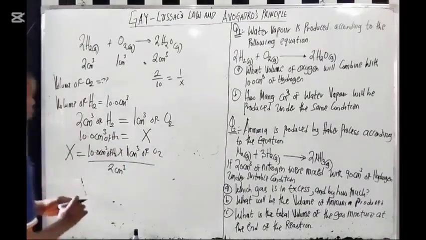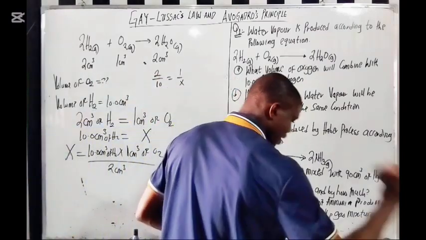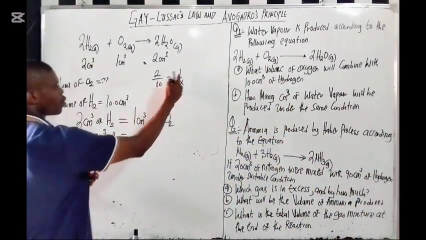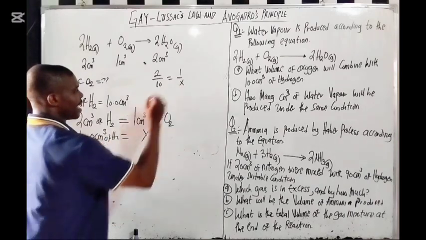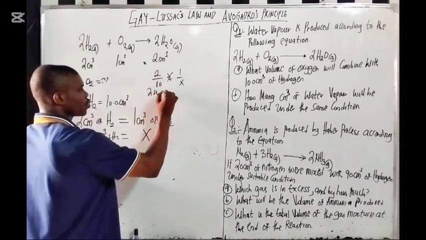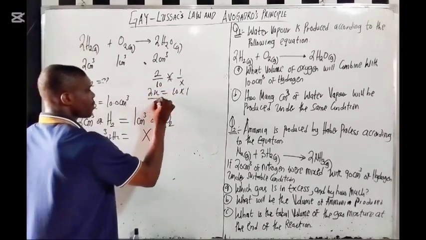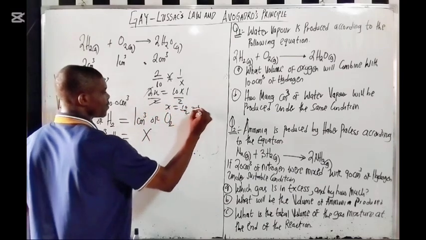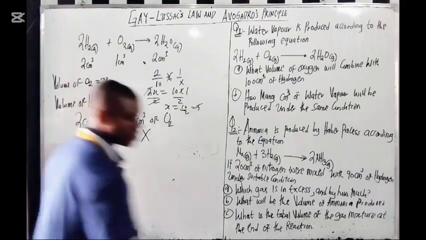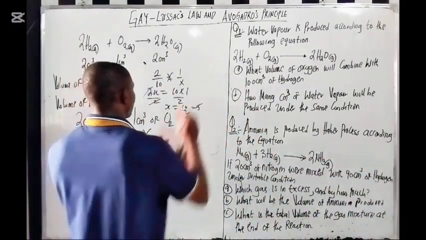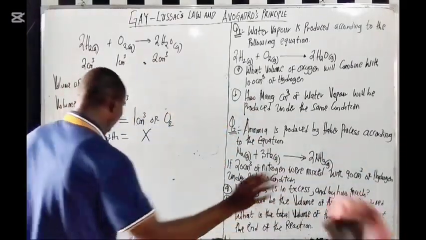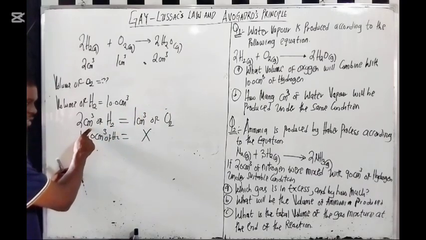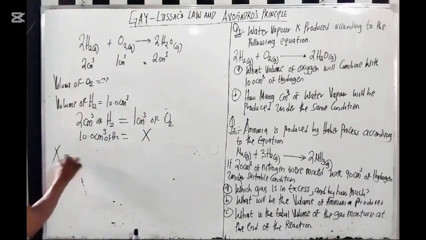So what I've done here is this: if I make x itself the subject, it's going to be 2x equals 10 times 1. Divide both sides by 2, and x goes to 10 over 2, which is 5. So if you use that here, you make x itself the subject, this times this divided by this.